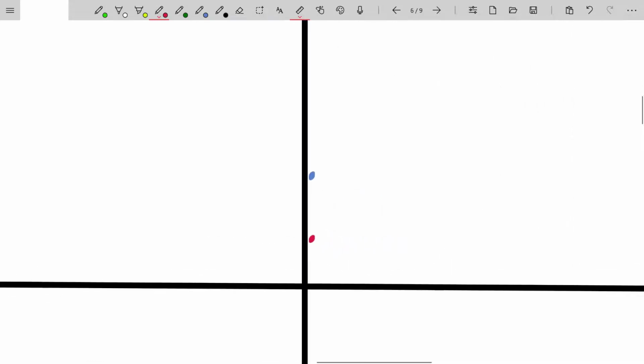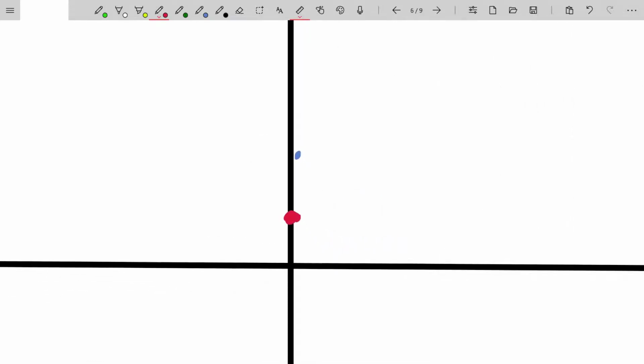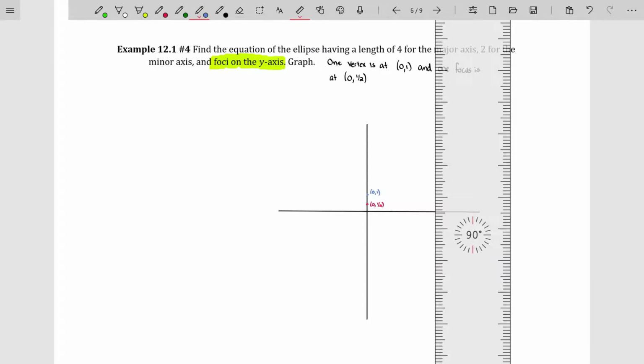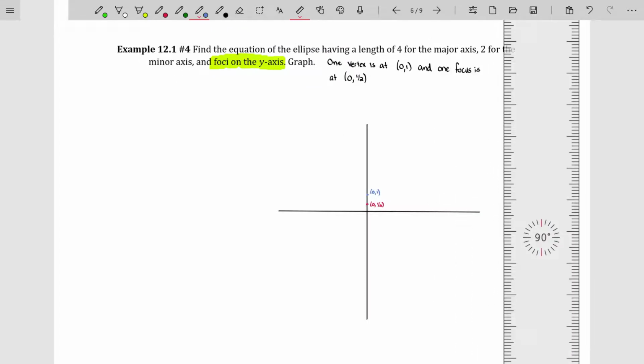Let me just zoom in here. Our focus is at 0, 1/2, and our vertex is at 0, 1. Now, given that information that I had to kind of make up on the spot, let's see if we can fill out the rest of this, or at least start guessing where the rest of this goes.